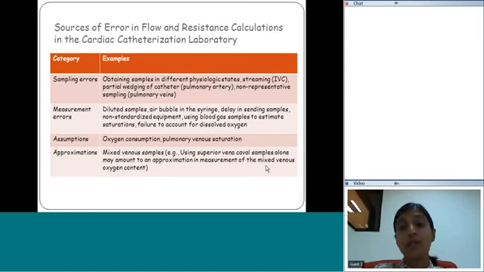Now, there are errors that can happen. There can be sampling errors, like we talked about how you can have IVC sampling errors. Sometimes you can do something about it. Sometimes, it's just the way the blood flows. So, you then have to make a call, do we include the IVC or just use the SVC saturation?